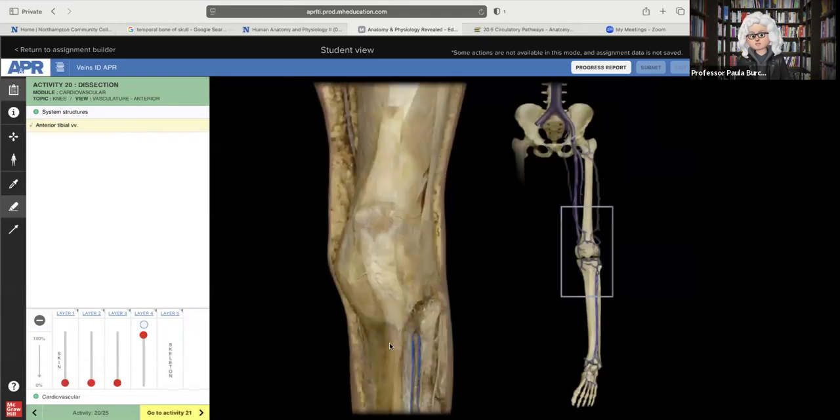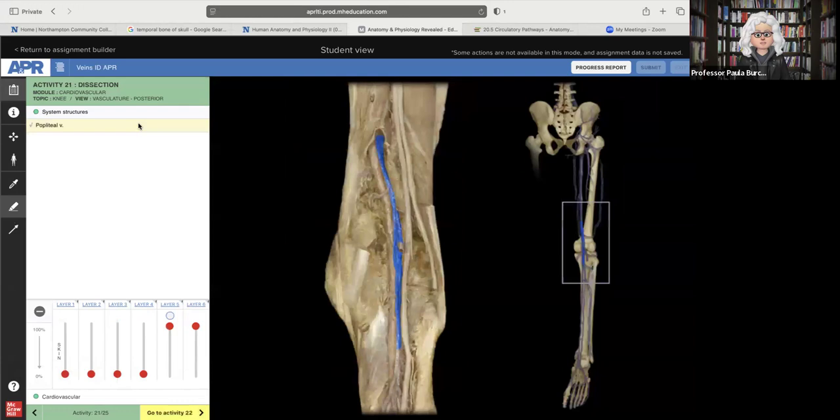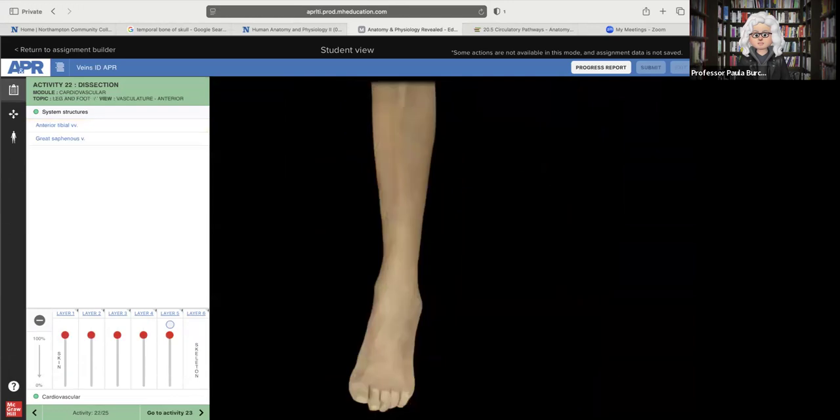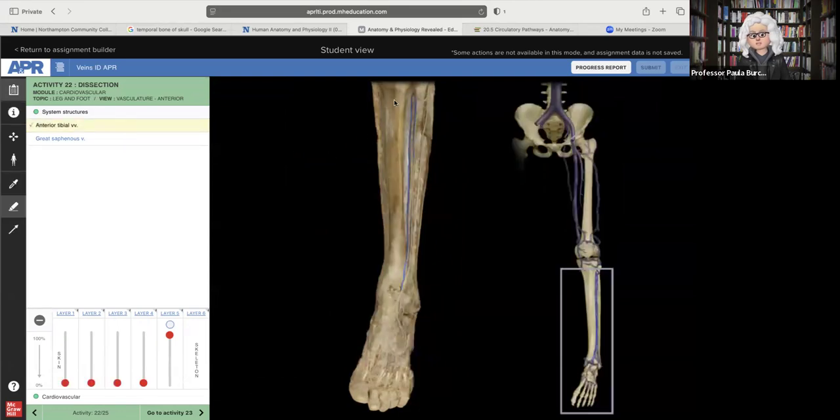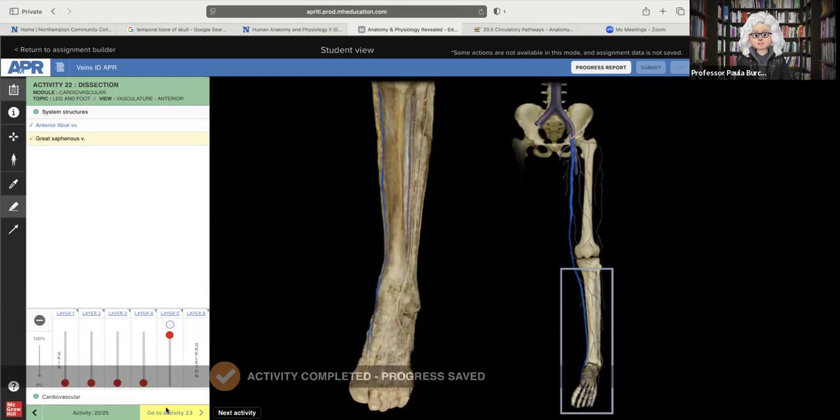Anterior tibial, remember here's your tibia. Here is your fibula. It's going to run between them on the anterior side. Here's another view of the popliteal. That's the back of the knee. Now we're looking at an anterior view. So here is the anterior tibial again. Here's your tibia. There's your fibula. So anterior tibial. And then remember along here, we're going to have the great saphenous. We're almost done, guys.